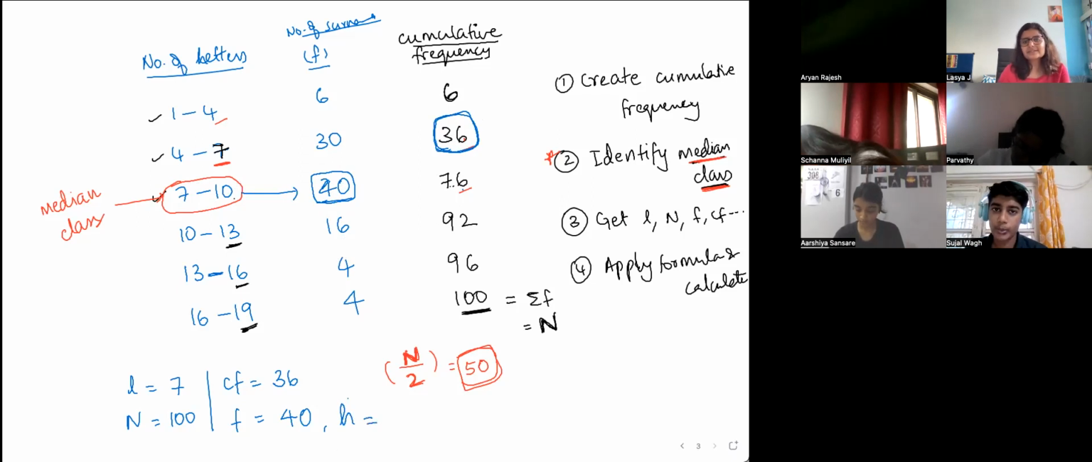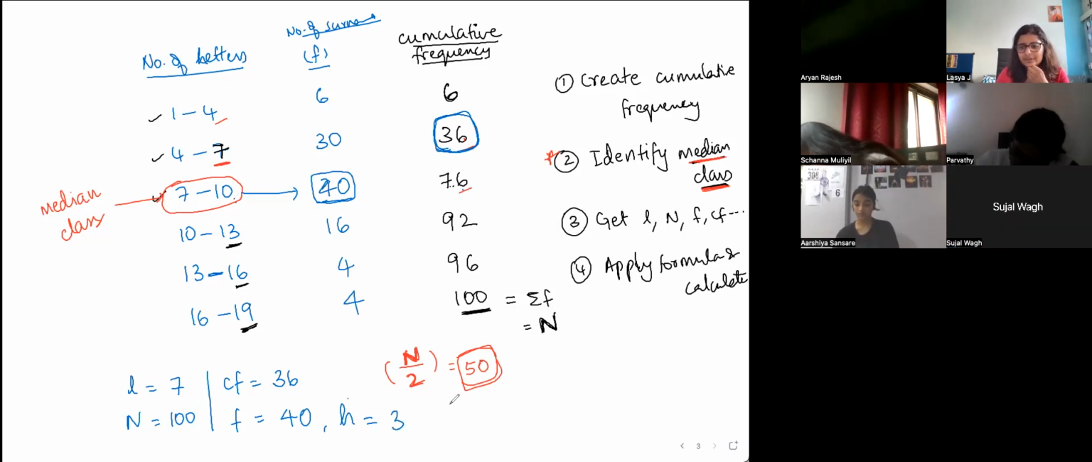H, class size कितना है इसका? What did you take as class size here? 3. 10 minus 7. Okay. Ashka got it. Check your calculation.